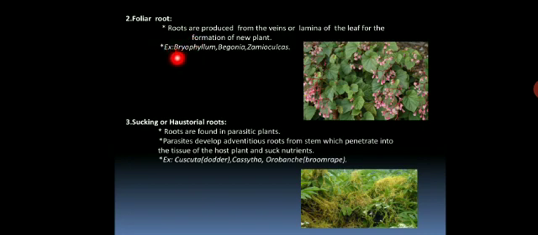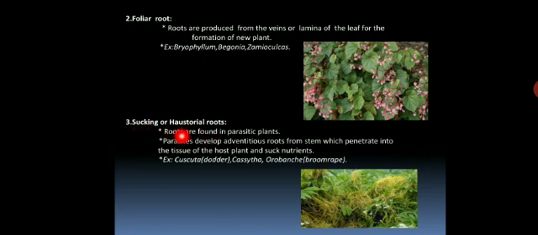For example, Bryophyllum, Begonia, Zamioculcas. These are some of the examples for the foliar root. In Bryophyllum, commonly in Tamil we say Katti pota kutti podum. These are good examples for the foliar root. Next one is called sucking or haustorial root. That type of roots are otherwise called parasitic roots.